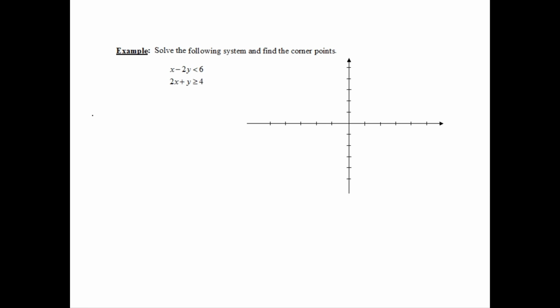So if we look first at x minus 2y equals 6, the first thing we do is we want to find the y-intercept. How do we do that? We're going to set our x equal to 0, and so now I get 0 minus 2y equals 6. Divide both sides by -2, and so then my y is equal to -3, and this gives me the point 0, -3. Then we'll find the x-intercept.